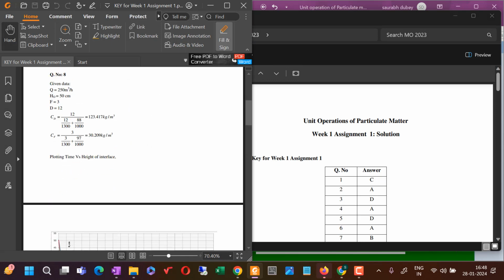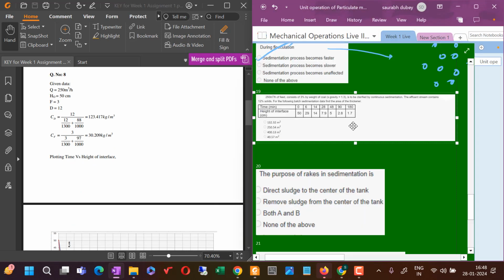So if you see this question, 2500 meter cube per hour of the feed, consisting of 3% by weight of coal, which has a specific gravity of 1.3, is to be clarified using the continuous thickener. The effluent stream consists of 12% solid. For the following batch sedimentation data, find the area of the thickener. So here also the area of the thickener is asked.